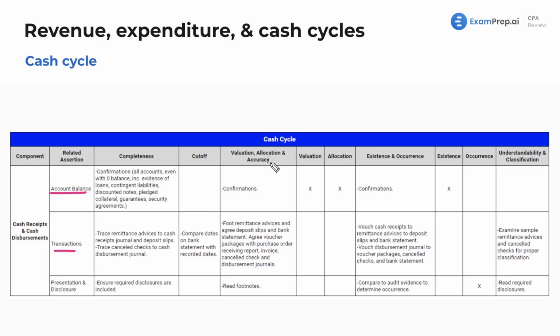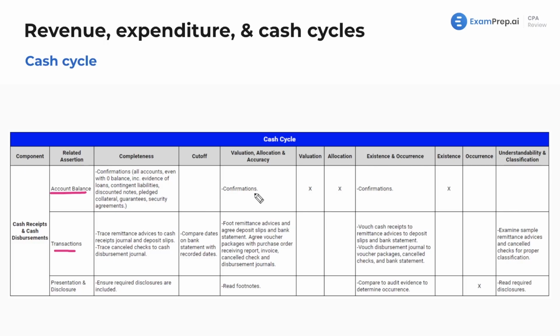To confirm the valuation, allocation, and accuracy, we're going to send out confirmations as well. An interesting point here, we're not really worried about valuation, allocation, and accuracy, for sure accuracy. However, valuation, cash is cash. Unless you're dealing with foreign currency, if you're dealing with only US dollars, the price of the US dollar is not going to fluctuate like inventory would or AR would. So you're not really worried about that.